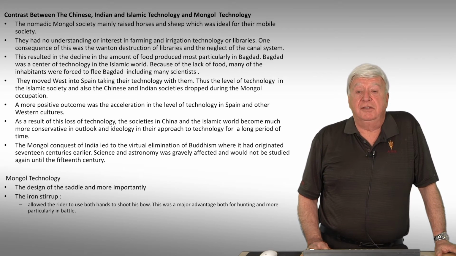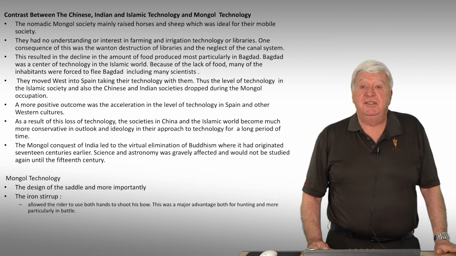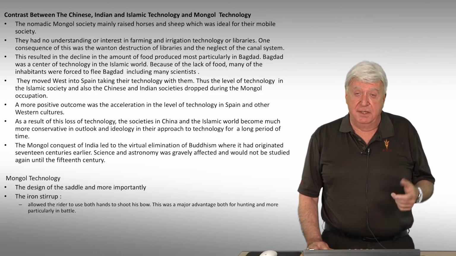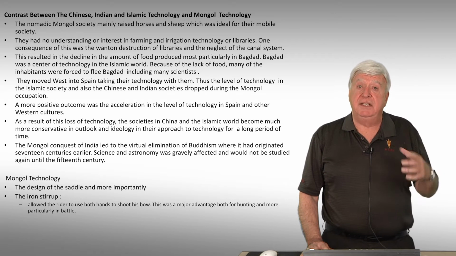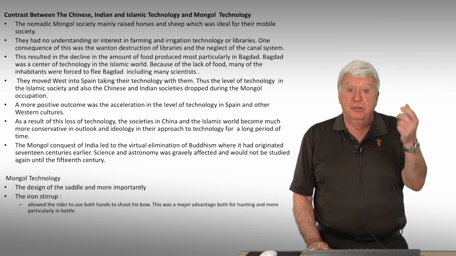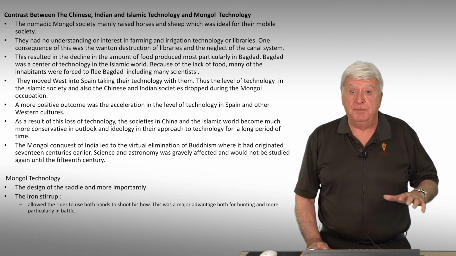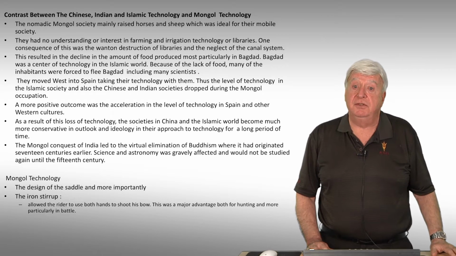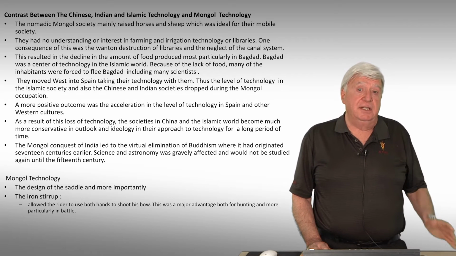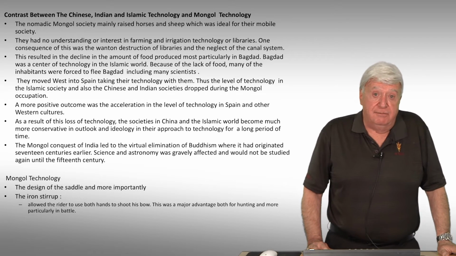The Mongol society did possess some technology, most notably in the design of the saddle and, more importantly, the iron stirrup. This is a key part of this now. The design of the iron stirrup enabled the Mongol rider to use both hands to shoot his bow and steady himself in the stirrups, okay, so he could use both hands. This was a major advantage for both hunting, but more importantly in battle. Previously, they would use wood stirrups, which of course would fracture under this kind of load.